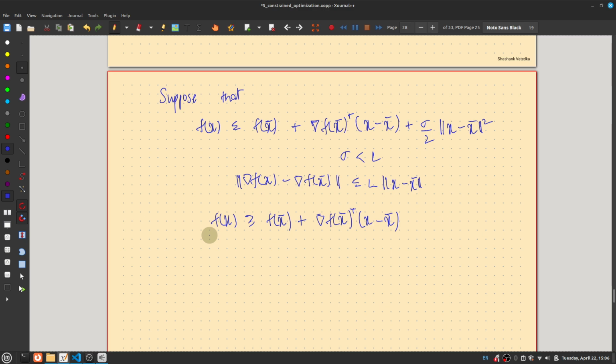So in this screen, you are assuming f is convex? I'm assuming that f is convex. Oh, I'm sorry. You're right. This should have been a quadratic. So it's lower bounded by a quadratic and not just linear. Right.